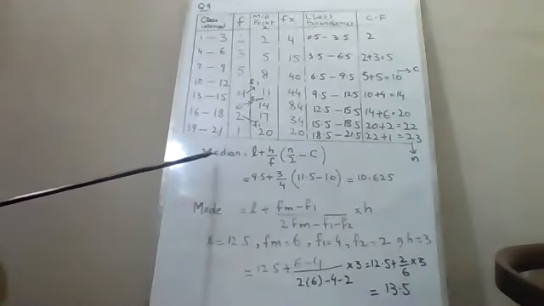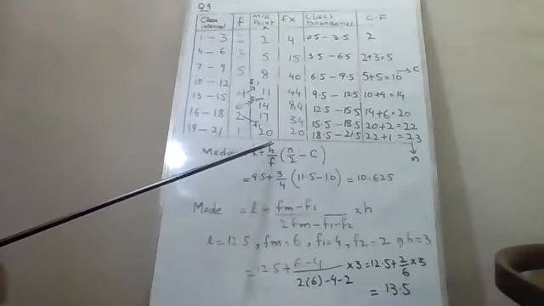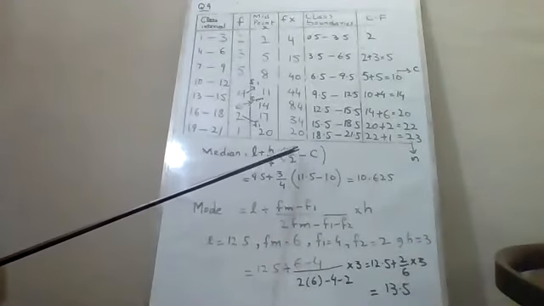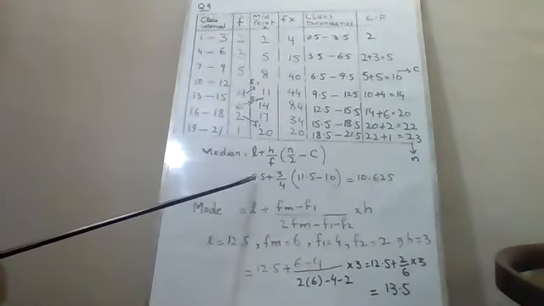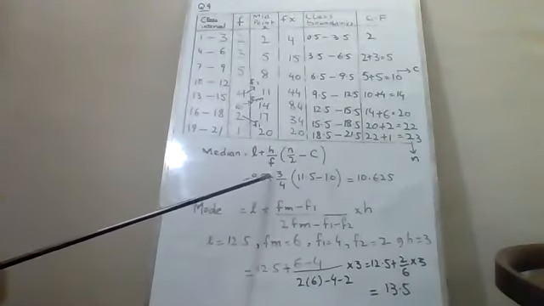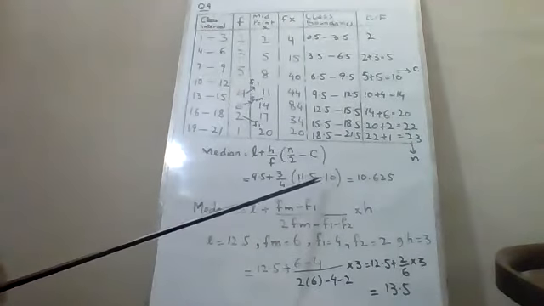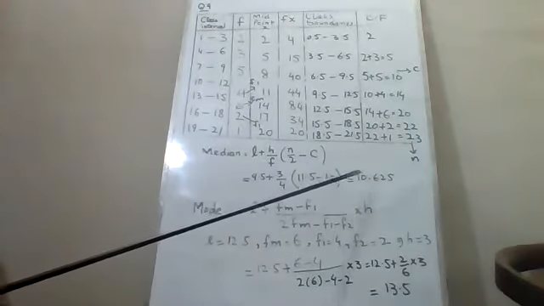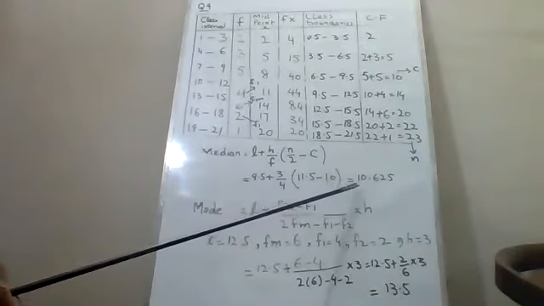Now we use the formula for median. Median is equals to L plus h by f into n by 2 minus c. Now put the values in this formula, which is 9.5 plus 3 by 4 multiply 11.5 minus 10. And after solving this, we will get the answer 10.625, which is median.